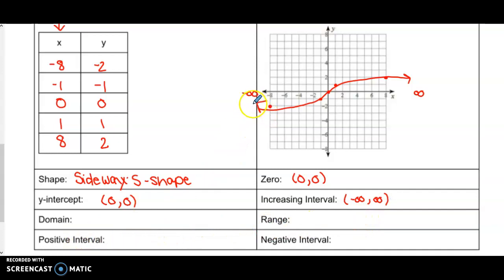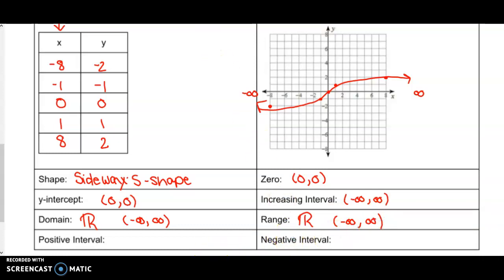Domain is what x values does it hit. So remember we look for arrows on the left and right. Since it has arrows on both sides, we can say all real numbers, or you can do -infinity to +infinity. Range is what y values, so we look up and down. And you can see that we have an arrow going upward on this side, and then this arrow is going downward. So we do have an arrow going up and down. So our range is all real numbers, or -infinity to +infinity.